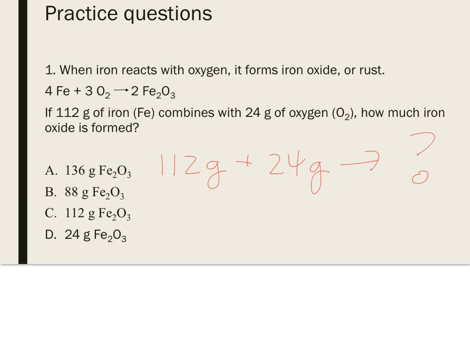So according to the law of conservation of matter, the total mass of the reactants must equal the total mass of the products. So what's 112 plus 24? 136. All right, so 136 grams of iron oxide is formed when 112 grams reacts with 24 grams. So let's go with A.